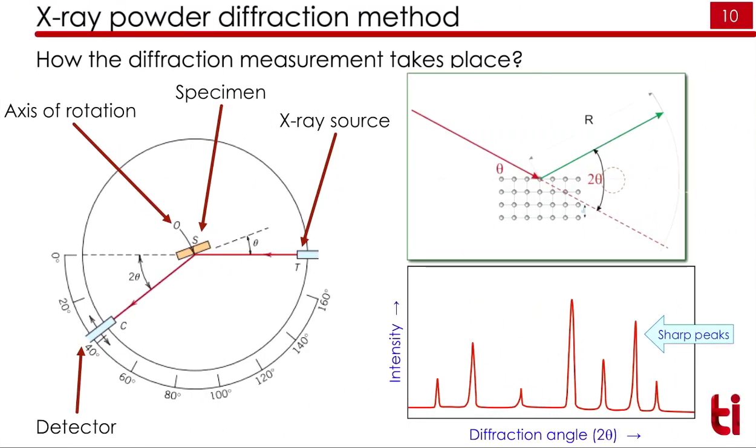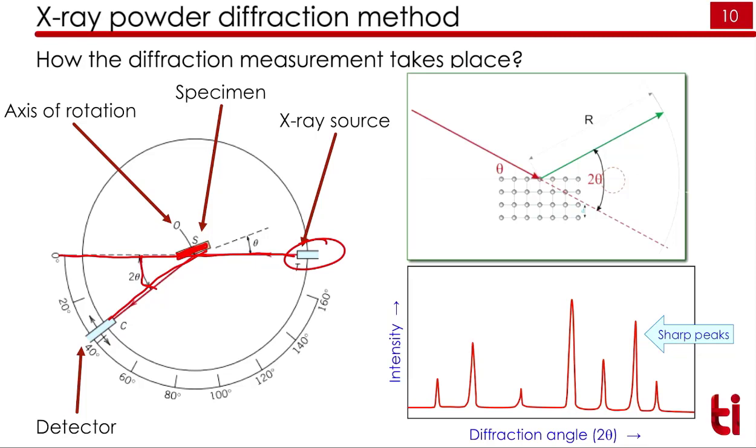So we will look at how X-ray diffraction takes place in real conditions. So we have a sample here denoted by S. This angle theta is the incident angle of the ray that is falling at an angle of theta on the sample, and this is the X-ray source. The ray is falling on the sample and it is getting diffracted, and the angle between the undiffracted beam and the diffracted beam is 2 theta.